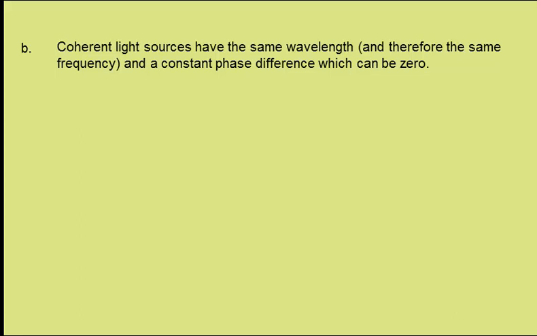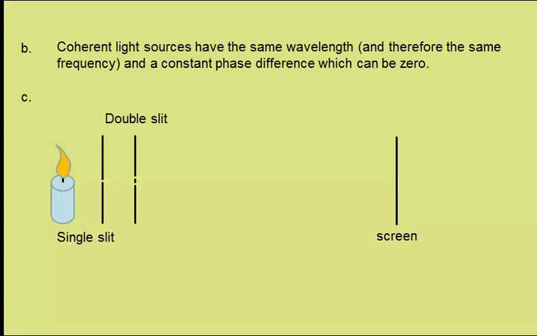In C, we have this arrangement with a candle and a screen. We need to sketch and label on the diagram the arrangement Young would have used to obtain his interference pattern. Well, he would have had a single slit, followed by a double slit.